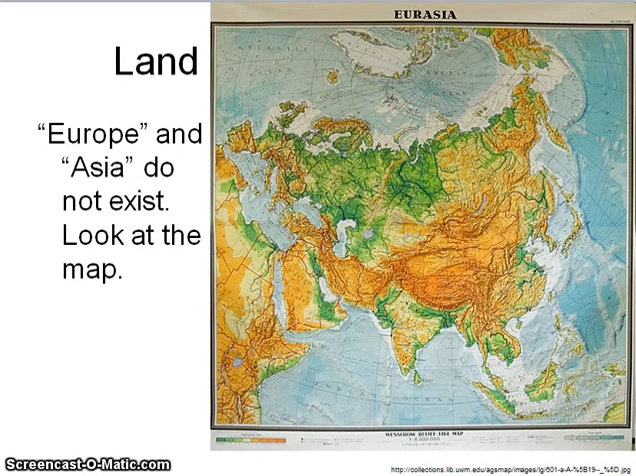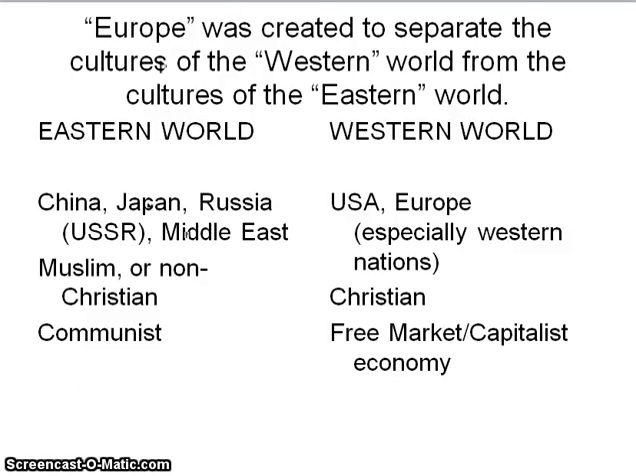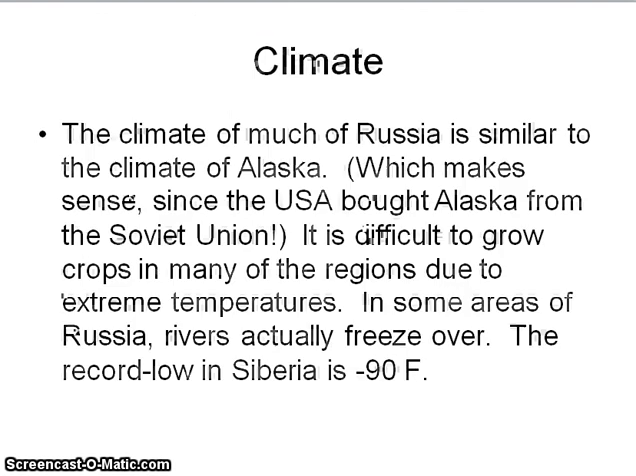Land, we talked about Europe and Asia, and the fact that Europe and Asia don't exist in the physical world, but this is really a man-made distinction, and the man-made distinction is really to separate the Eastern and Western world. And then again on the test, there's going to be a matching section between the Eastern and Western world, create a T-chart, pretty simple here.